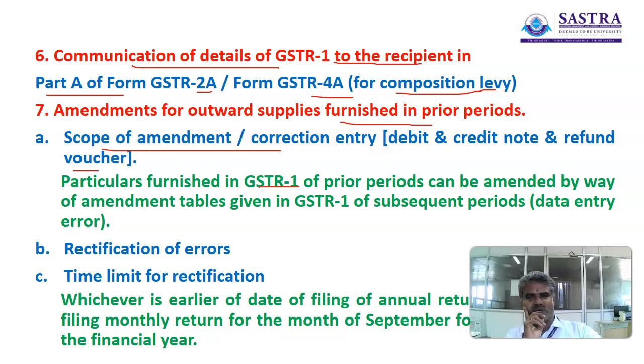Particulars furnished in GSTR 1 of a prior period can be amended by way of the amendment table given in GSTR 1 of a subsequent period, for data entry error. If you committed some mistake, they give some chance. Rectification of error, time limit for rectification. The time limit is whichever is earlier: the date of filing of annual return or the due date of filing the return for the month of September following the end of the financial year.